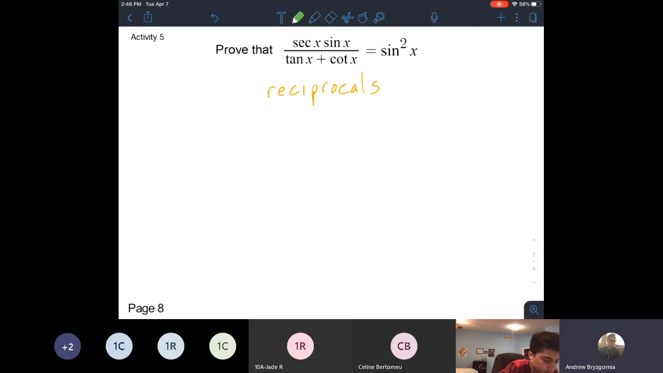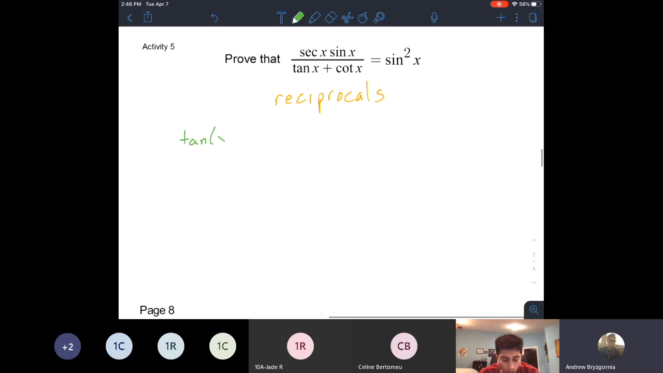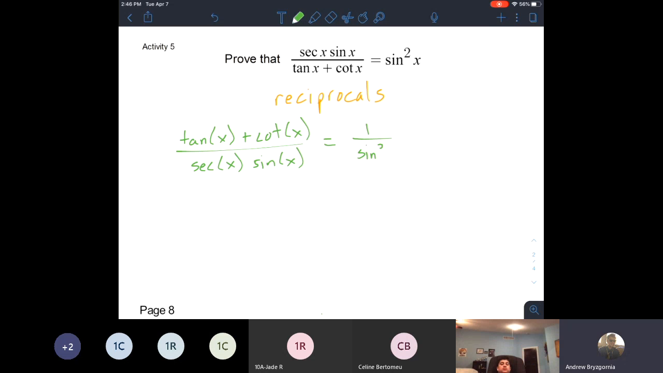All right, everybody. So my hint at the beginning was that you should be doing the reciprocal on both sides again. So over on the left side, that will be easy. We just switch the top and bottom. Tangent of x plus cotangent of x over secant of x sine of x. And then over on the right side, we know that we're going to get 1 over sine squared. And that right side then is going to become cosecant.